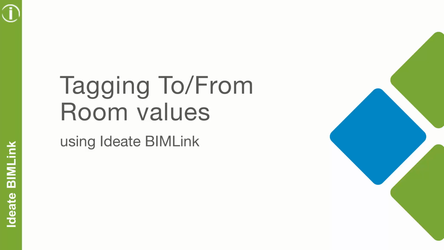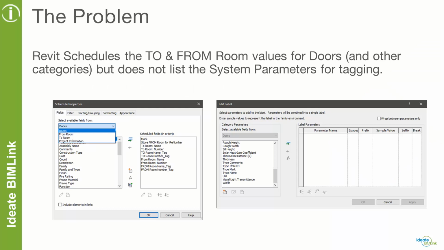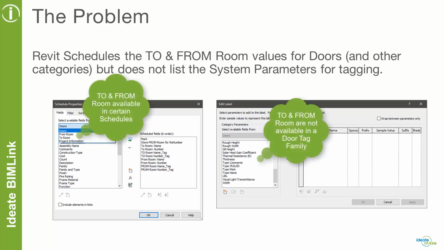In this video, we will focus on how to tag the to and from room values using Ideate BIMLink. One of the challenges with Revit is the ability to tag some elements with built-in system parameters. This is because some system parameters are not available when creating or modifying tag families. In this example, the to and from room values are not available for us to use in door tags.